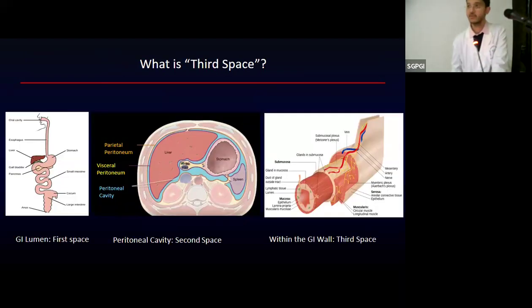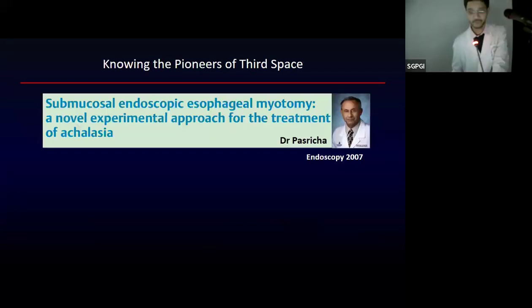So to begin with, what is exactly this third space? You all must be wondering. So GI lumen is the first space. Outside the lumen, the blue color peritoneal cavity is the second. And within the wall of the lumen is what is actually the third space. It is a potential space. And here is where we do the third space endoscopy.